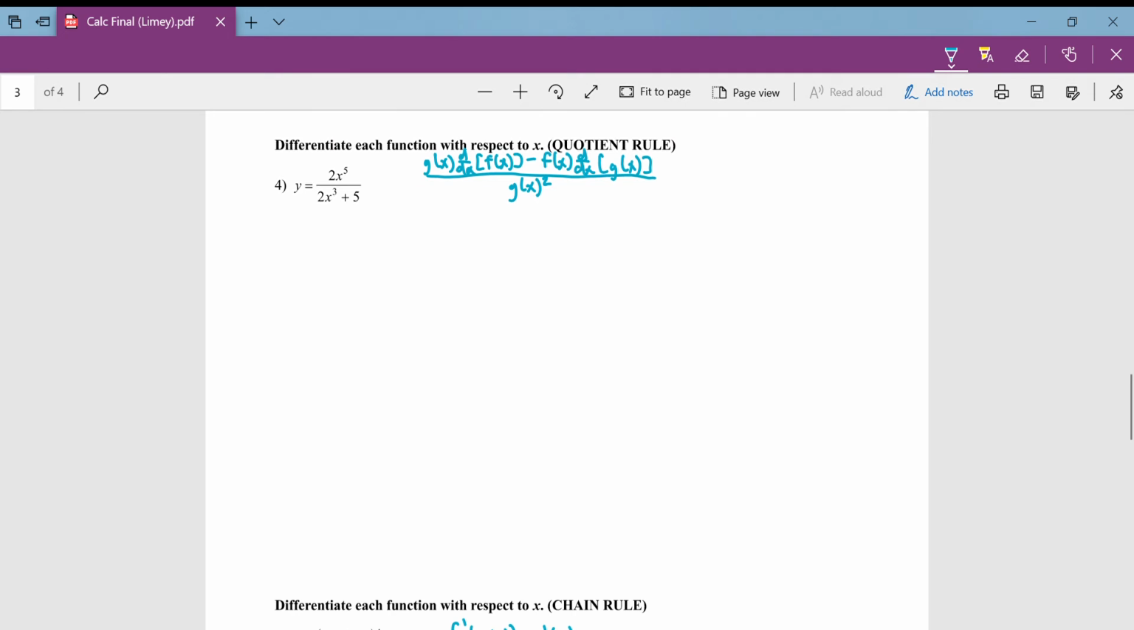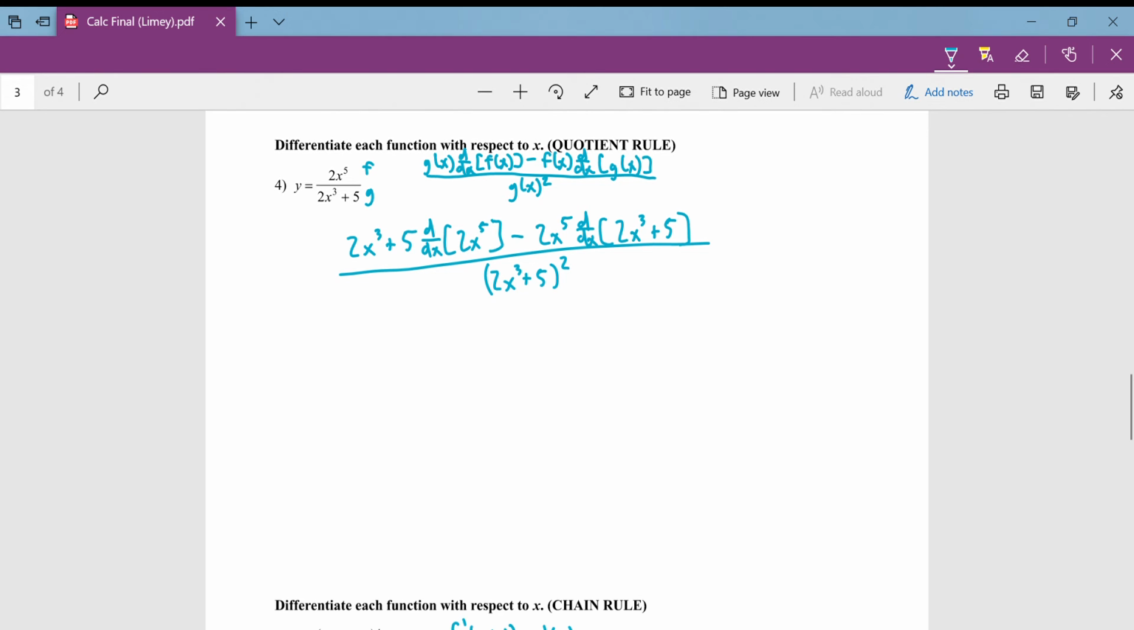Next one is the quotient rule. So you take, this is G and this is F. So you would have 2x cubed plus 5 times the derivative of 2x to the 5th minus 2x to the 5th times the derivative of 2x cubed plus 5 over 2x cubed plus 5 squared.